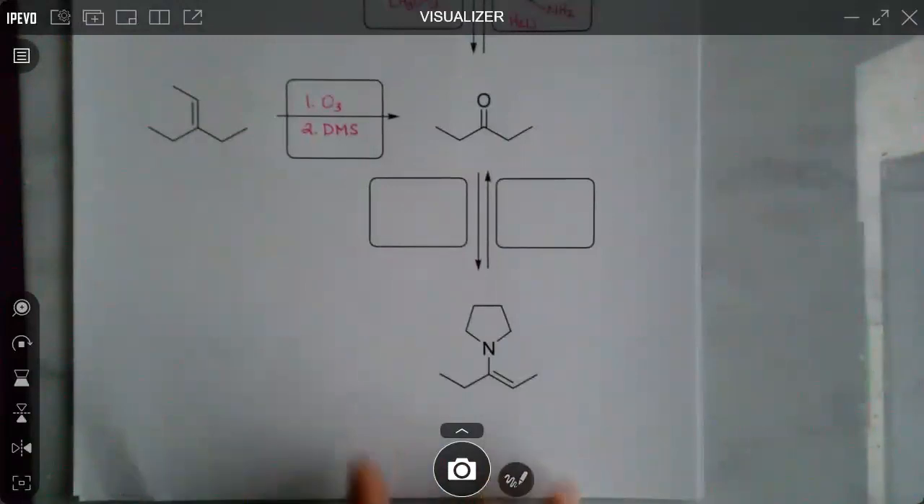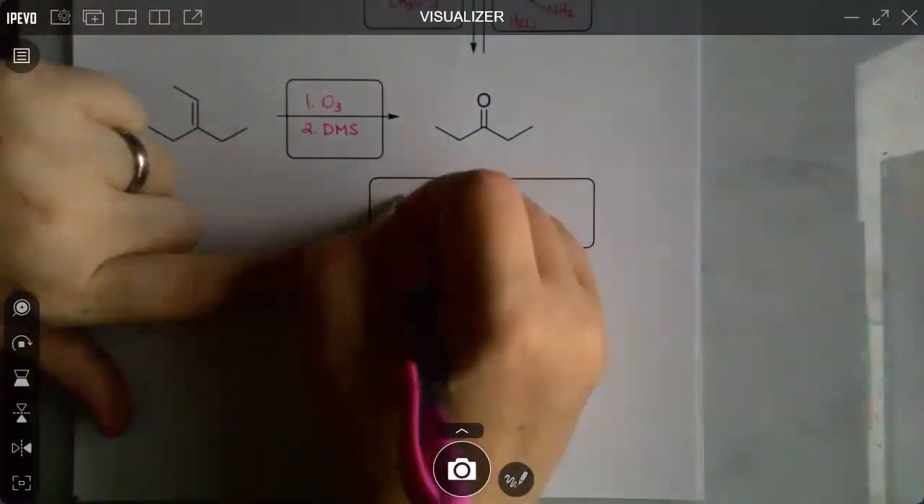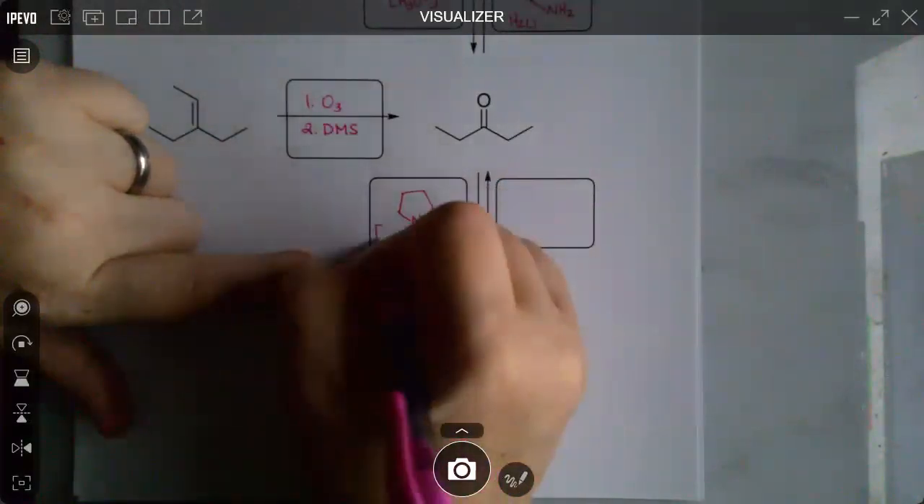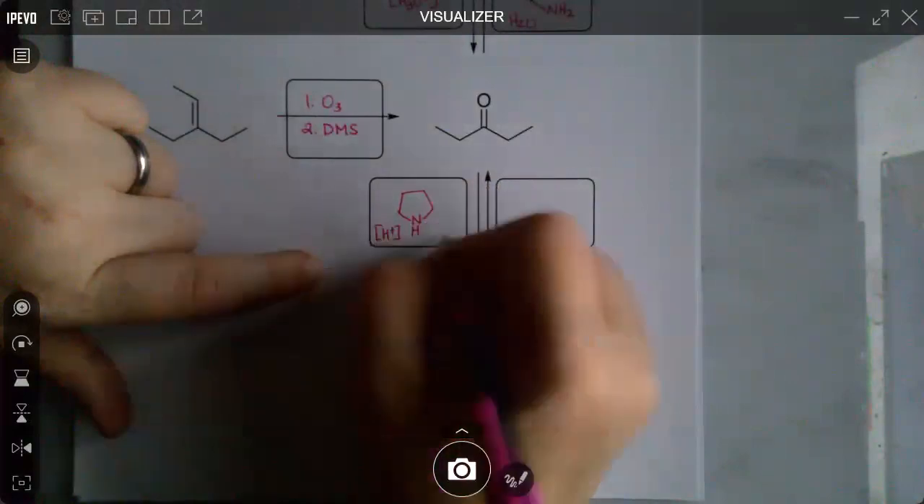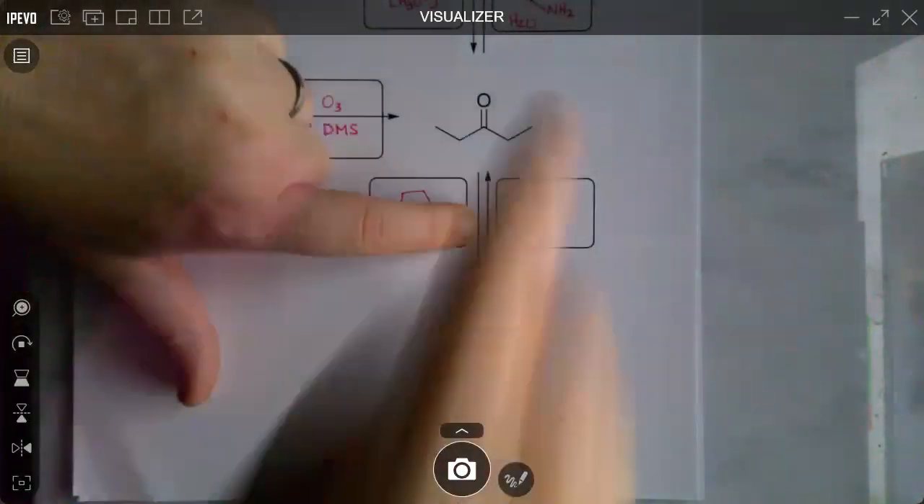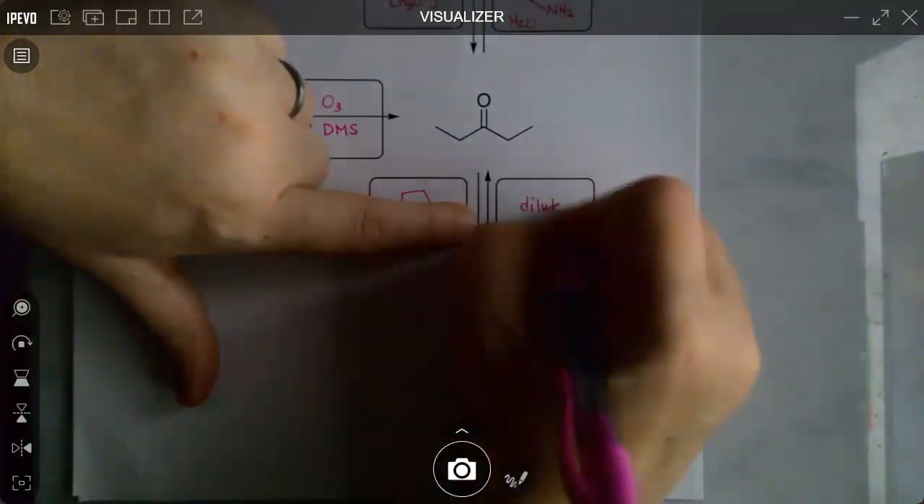To make the enamine, we need a secondary amine. We need an acid catalyst and to lose water. And then to go back from the enamine to the ketone, again, dilute H3O plus.